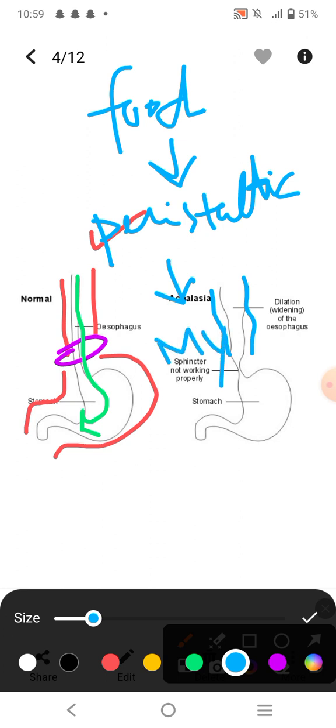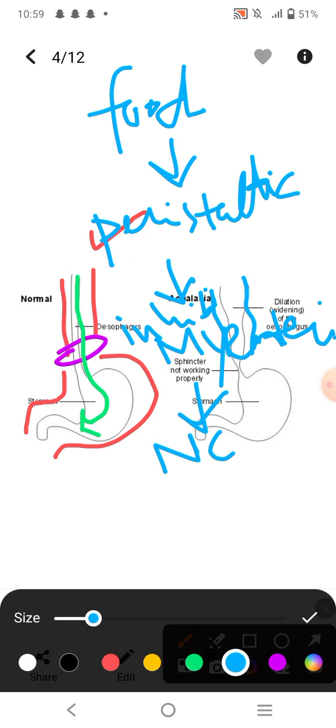The myenteric plexus is a nerve plexus which is present in the esophagus. When food comes, inhibitory neurons in this myenteric plexus are mainly stimulated, due to which nitric oxide is released. And nitric oxide, you know already, is a smooth muscle relaxer. It causes smooth muscle relaxation, due to which smooth muscles in the lower esophageal sphincter relax and food can easily enter into the stomach, right?